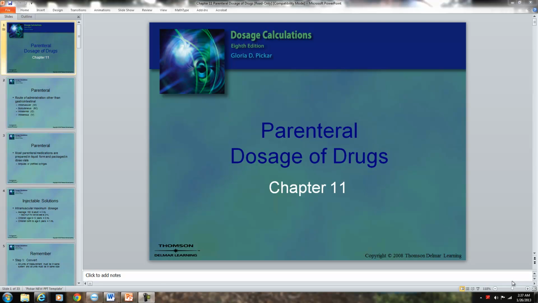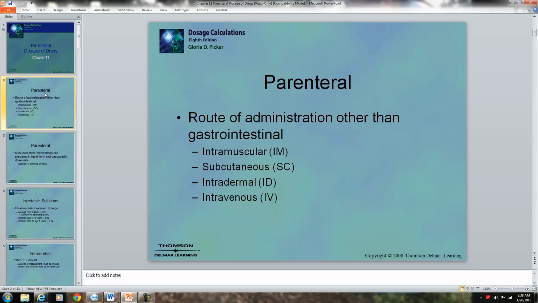In the next section, we're going to talk about parenteral dosage of drugs. Parenteral is just another way of giving medication other than by mouth. And typically that is giving an injection. An injection can either be in the muscle, or it can be under the skin, or it can be intradermal, or it can be intravenous. So these are the four routes that we can receive an injection.